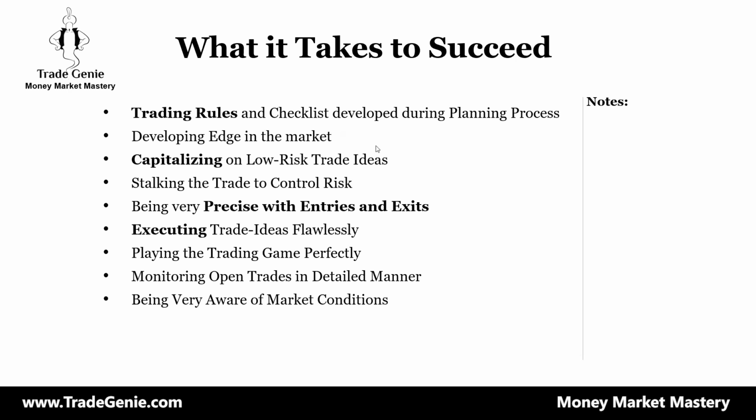So trading rules and checklists need to be developed during the planning process. You need to have an edge in the market. So ask yourself why you should make money. I mean, who are you? Open an account in Robinhood with $2,000 and start trading Tesla. Why would you make money? What is the edge? Who are you? Ask yourself, who am I to make money from Tesla?